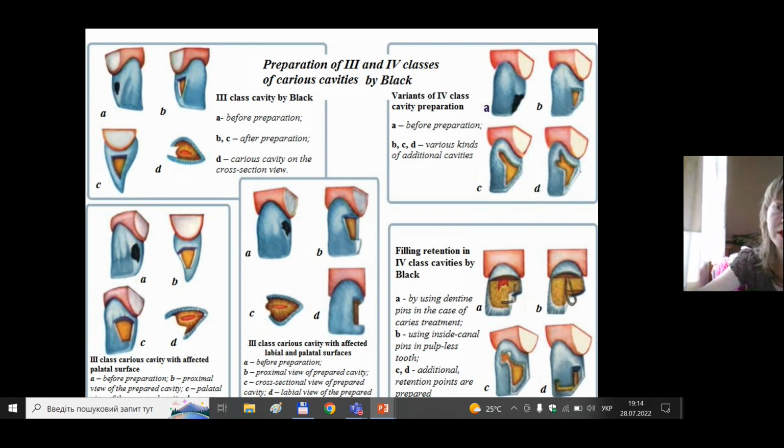But modern dentistry suggests using composites, light curing materials, and they have good adhesion, so there is no necessity to use these dentine pins. That is the benefit of modern dentistry, actually.